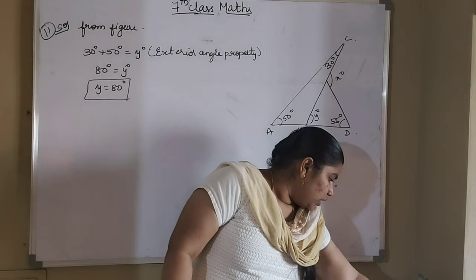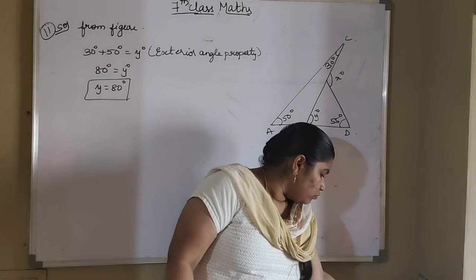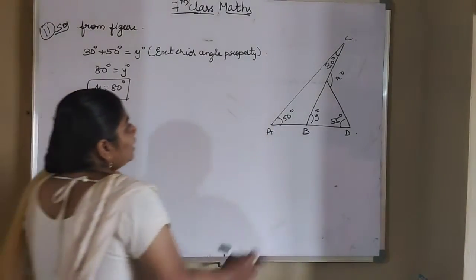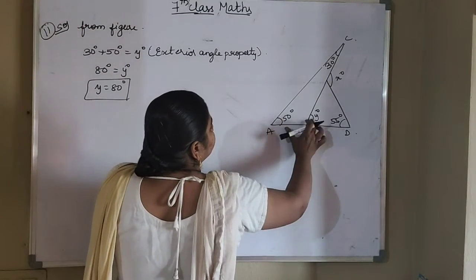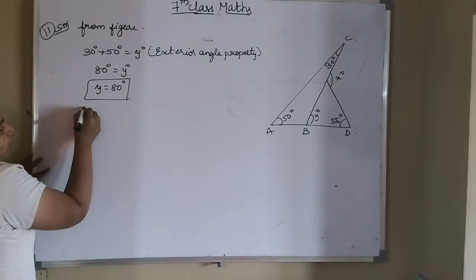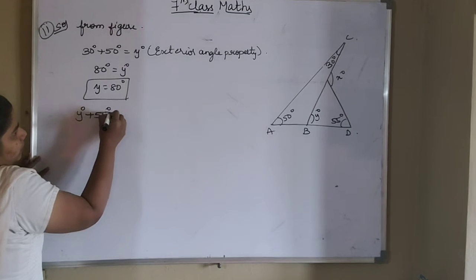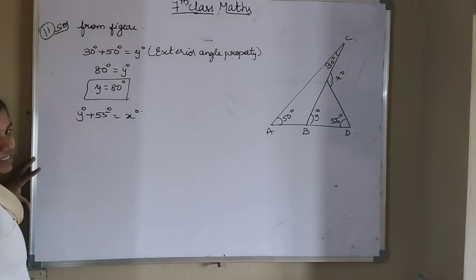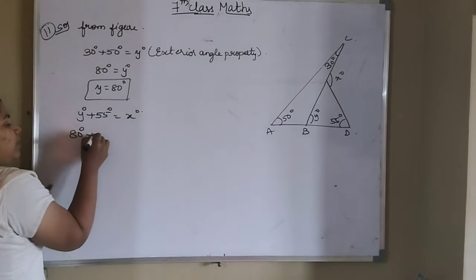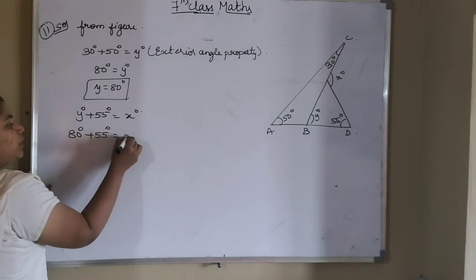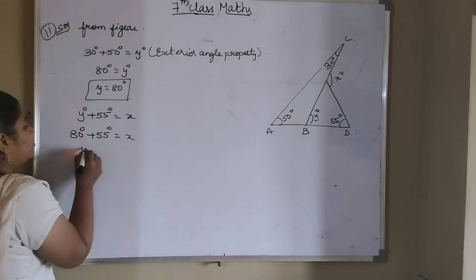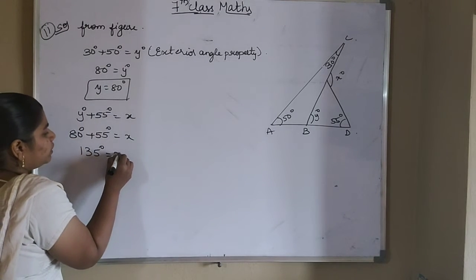How we have found the y value. Now we have to find the x value. How to find the x value? By using the exterior angle property again. That is, the sum of two interior angles will be equal to the exterior angle. That is, y degrees plus 55 degrees will be equal to x. Already you got the y value as 80, so 80 plus 55 is equal to x. How much will it be? 135 degrees is equal to x.